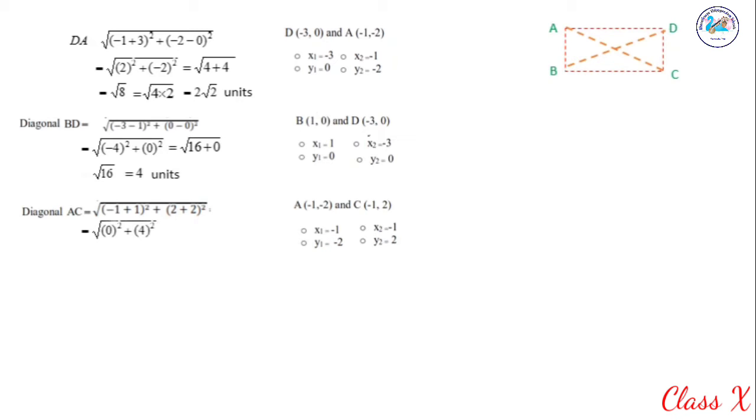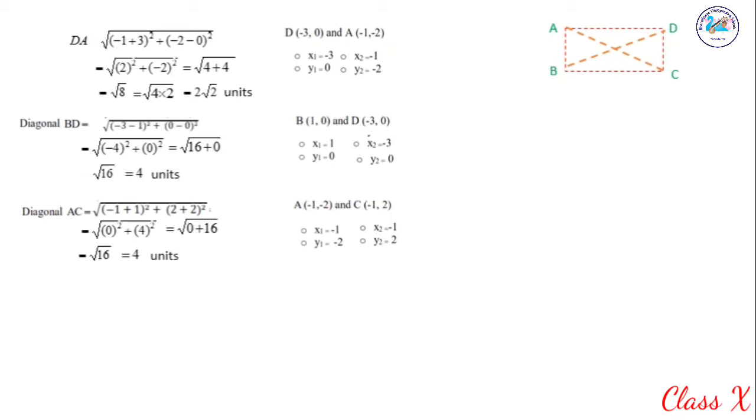Calculation part: minus 1 plus 1 is 0. 2 plus 2 is equal to 4 square. Then 0 square is 0. 4 square is 16. 0 plus 16 we will get as 16. Then square root of 16, we know that it is 4 units. So finally we have got both the diagonals.